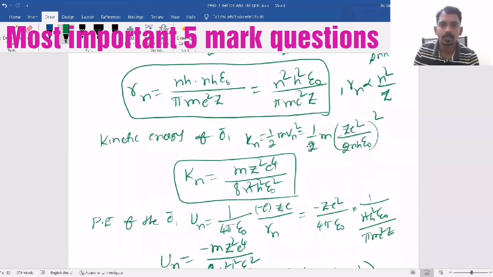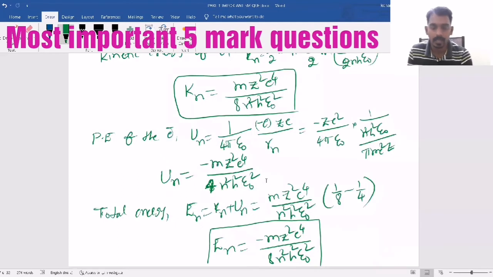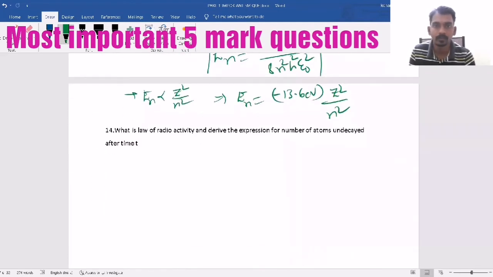Similarly, you can also write for Rn. Rn is 0.53 angstroms into n square by Z. So it is purely manipulation of equations, whatever three equations we have. We are just trying to manipulate all those equations. Just try to understand, then you will get it, and practice 2-3 times on your own.